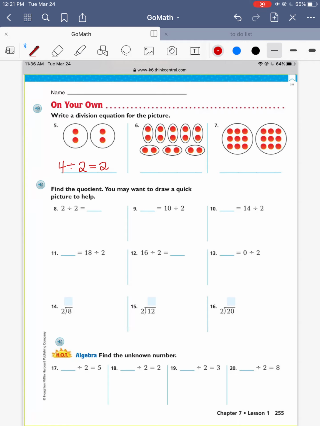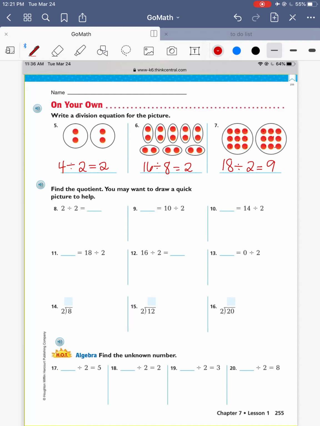Then for number 6, we have 2, 4, 6, 8, 10, 12, 14, 16 counters total, divided into 1, 2, 3, 4, 5, 6, 7, 8 groups, means that there's 2 counters in each group. The last problem, number 7, has 1, 2, 3, 4, 5, 6, 7, 8, 9, 10, 11, 12, 13, 14, 15, 16, 17, 18 counters, divided into 2 groups, which gives us 9 in a group.